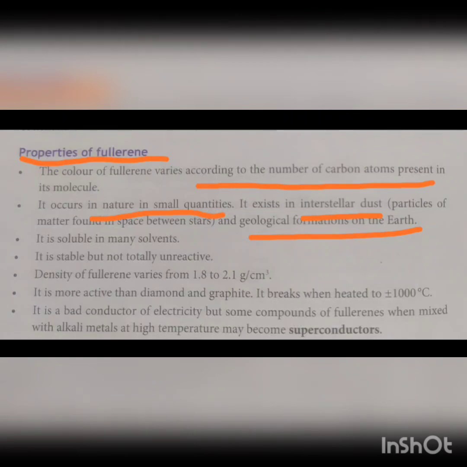It is soluble in many solvents. It is stable but not totally unreactive. Density of Fullerene varies from 1.8 to 2.1 gram per centimeter cube. It is more active than diamond and graphite. It breaks when heated to plus or minus 1000 degrees Celsius.